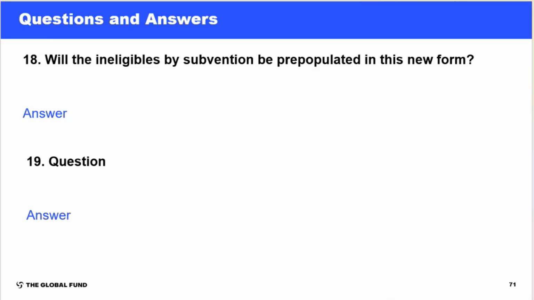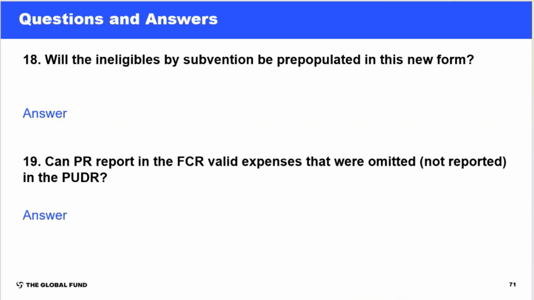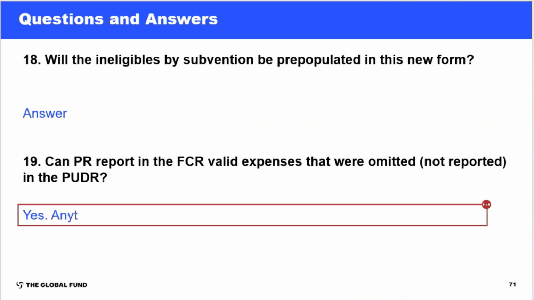Great, thanks, Bogi. And it looks like we have one final question in the chat. So it says, can PRs report on the FCR valid expenses that were omitted, not reported in the PUDR? Yes, so that's a short answer. So anything that needs to be corrected from the previous reports needs to be corrected in the FCR.